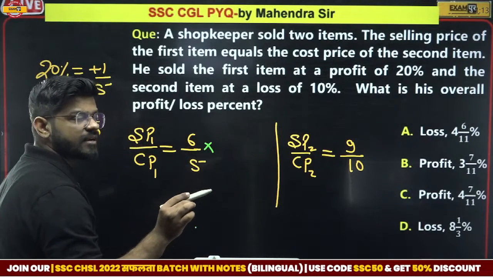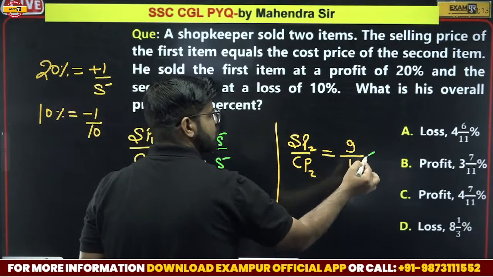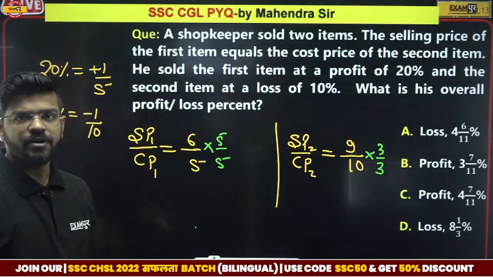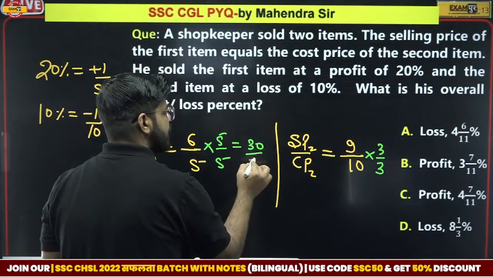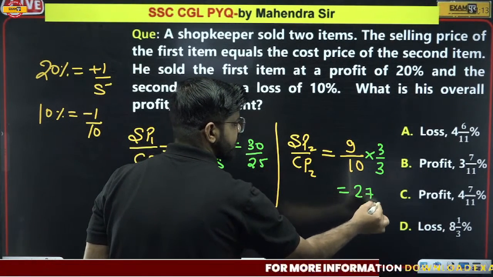What is the LCM? It is 30. So we have to multiply 5 here and 5 here. We have to multiply 3 here and 3 here. Okay, clear to everyone? So what are we getting here? We are getting 30 by 25. And what are we getting here? We are getting 27 by 30.